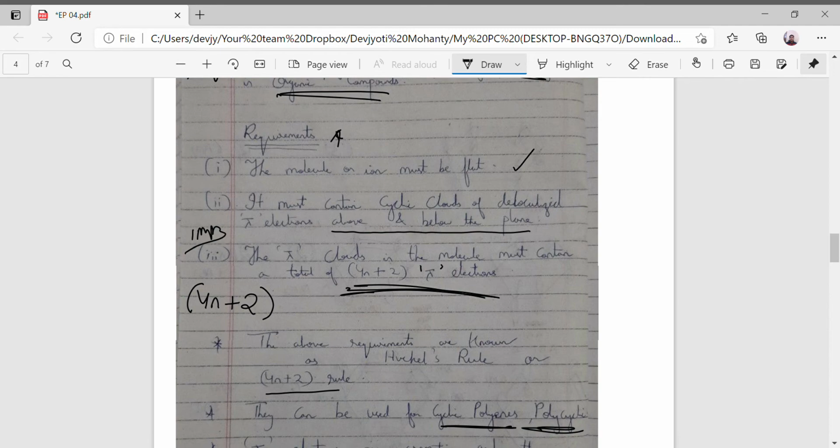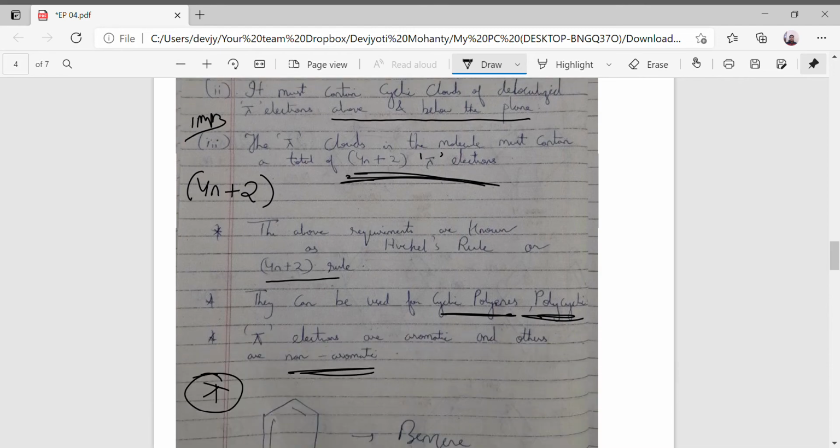Then third, the pi clouds in the molecule must have a total of 4n plus 2 pi electrons. The above requirements are for Huckel's rule, also known as the 4n plus 2 rule, and these are for cyclic polyenes and polycyclic compounds. Those who have 4n plus 2 pi electrons are aromatic, and those who do not are non-aromatic.